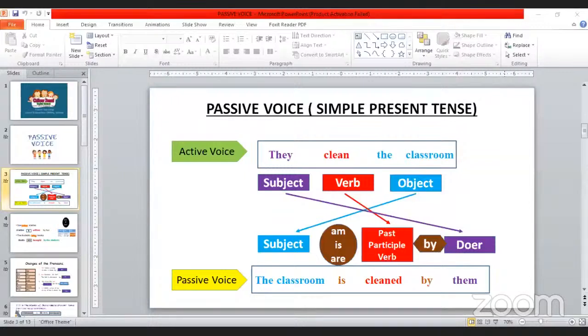Now look at the doer. Before the doer, we have to use by. We have to use by. Right.